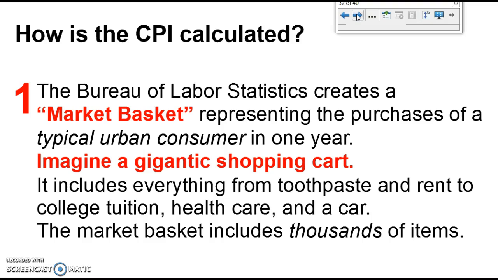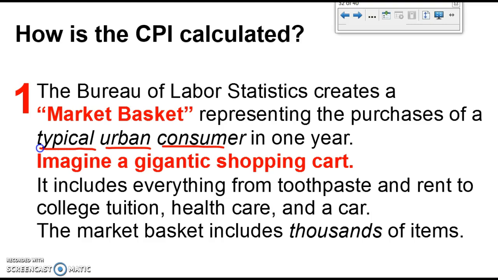So the Bureau of Labor Statistics is the one that calculates the CPI, and what they do is they create a market basket that represents the purchases of a typical urban consumer in 1 year. And these three words are really important, okay? It represents the purchases of the typical urban consumer. So not everyone in the United States is reflected in this. It's a typical urban consumer, someone who lives in a metro area. What are the sorts of things they're going to buy in 1 year?